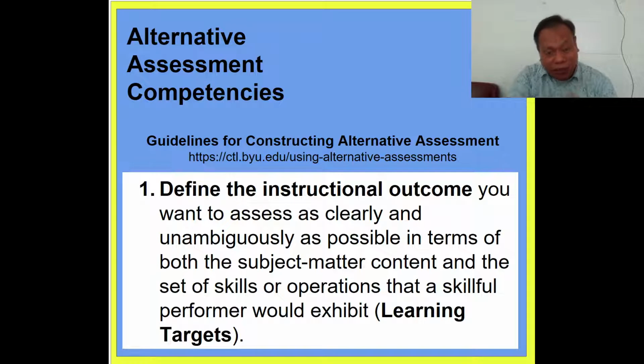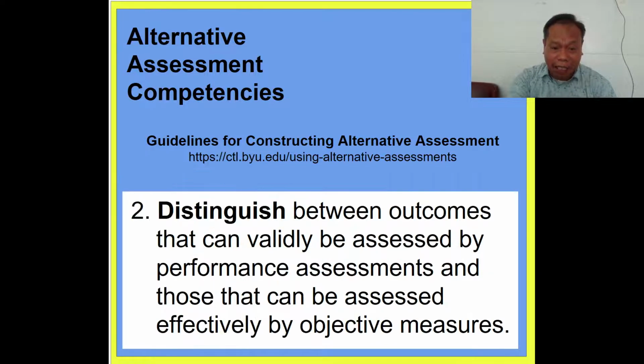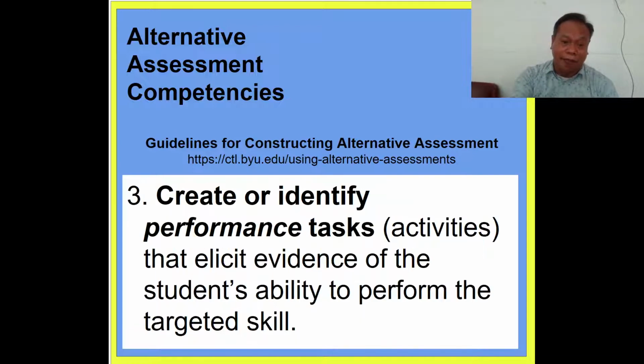The first thing that you should learn from this course is how to define, how to create, how to write the instructional outcome, no, that you want to assess. And normally we look at that as learning targets. We call it learning targets. And then to distinguish also between outcomes that can be assessed alternatively or maybe can be assessed objectively. And then to create or identify performance tasks.